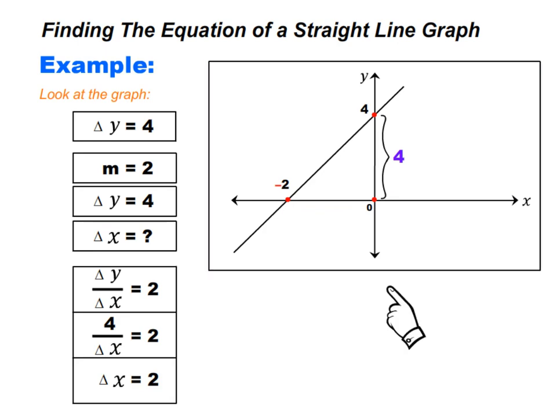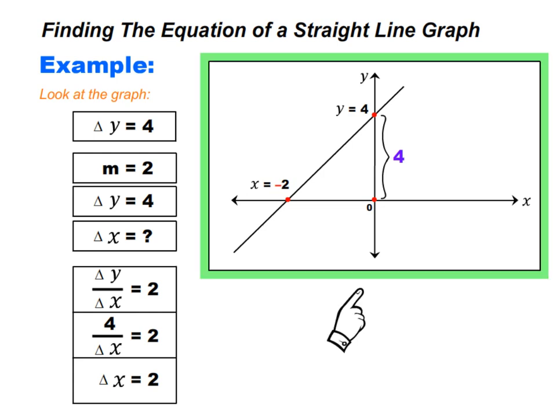Look at the graph. Y is equal to 4 is our y-intercept. Y is equal to 4 is here. X is equal to -2 is our x-intercept. X is equal to -2 is here. So our graph is complete. Look at the picture.